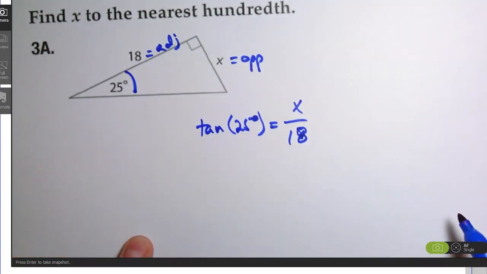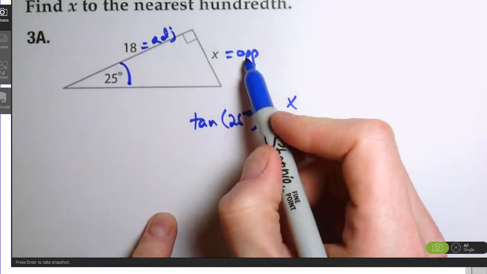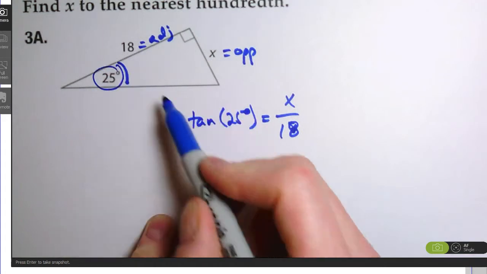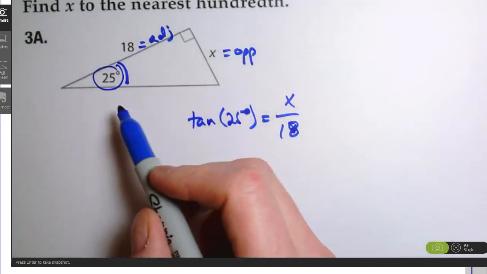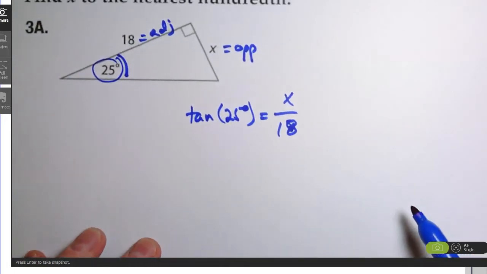Okay. So that's the equation we set up. I know the adjacent, and I'm looking for the opposite. Tangent's the one that sets it up, so it's the tangent of the angle, and that's always what we're taking: tangent of, or sine of, or cosine of the angle. Now you might say to yourself, okay, great, I set up an equation, but what does this do for me?